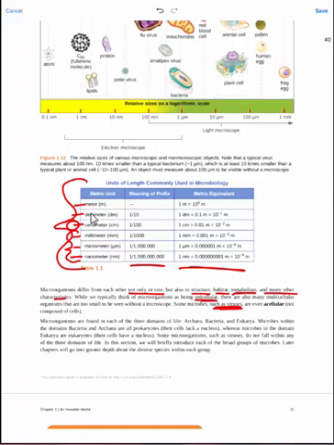Some microbes, such as viruses, are even acellular. A meaning without, and then cellular, so without cells, not composed of cells. Microorganisms are found in each of the 3 domains of life, so archaea, bacteria, and eukarya. Microbes within the domains bacteria and archaea are all prokaryotes.